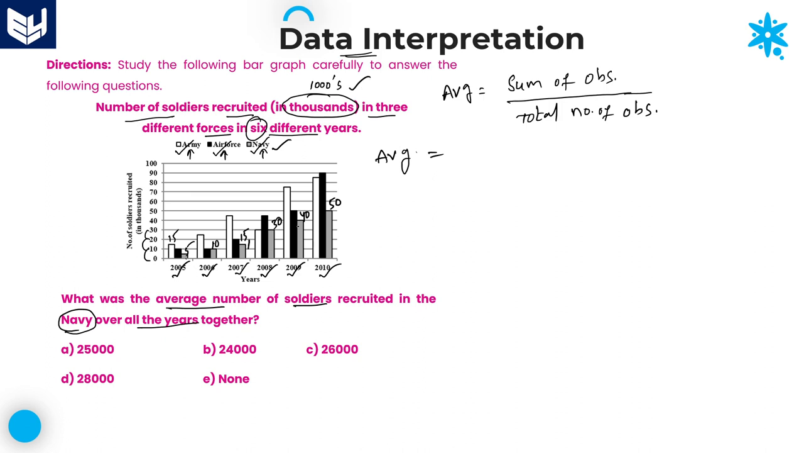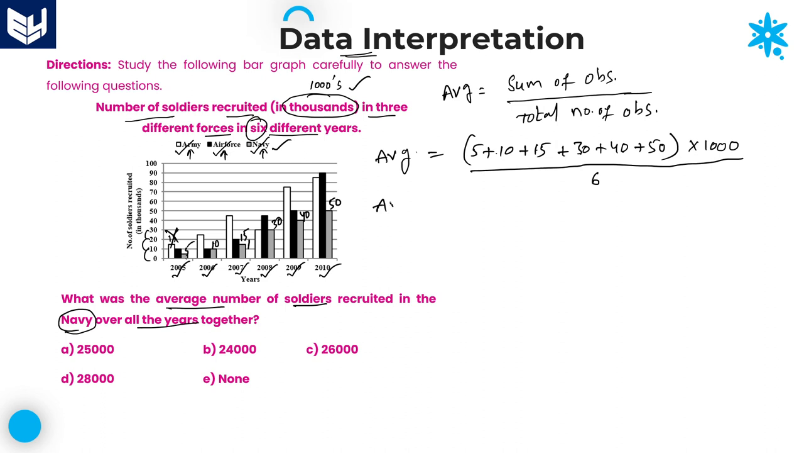After adding all the Navy values, you just multiply with 1000. That is the only thing you need to do. Here 5 plus 10 plus 15 plus 30 plus 40 plus 50, into 1000, whole divided by the number of observations. How many values have we taken to consider? 1, 2, 3, 4, 5, 6. So the denominator value is 6, the number of years.